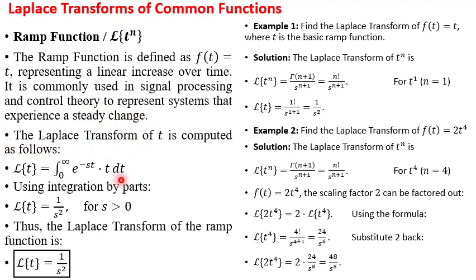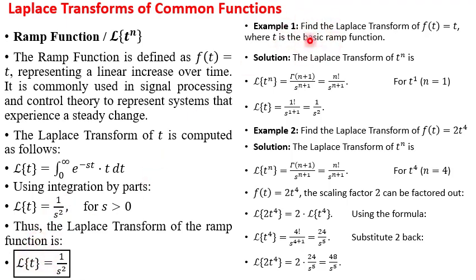Now remember the definition of Laplace transform, and when a function of t is simply t. So just using integration by parts, of course taking note of the limits between 0 and infinity, then the Laplace transform of t basically becomes 1 over s raised to power 2, and this is a ramp function.